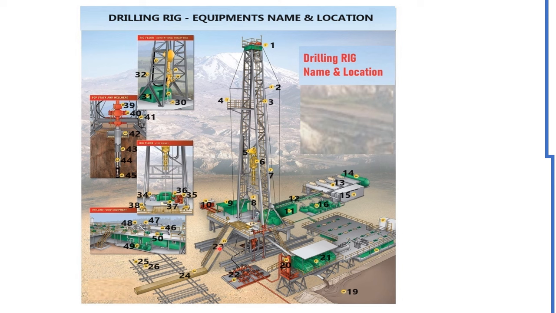So 23 is the pipe ramp and 24 is the catwalk. This is the catwalk. Now number 25 is the pipe rack. This is the pipe rack, this one and this one, where the pipes are stored. And 26 is showing the pipes on the rack. Multiple pipes have been placed even here also. This is the pipe on the rack.